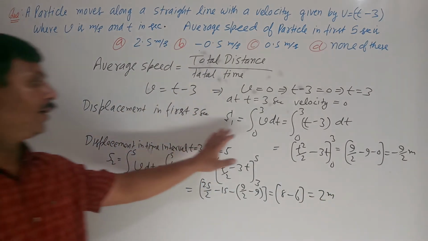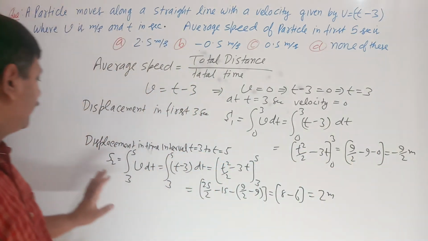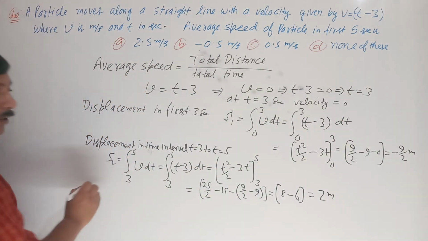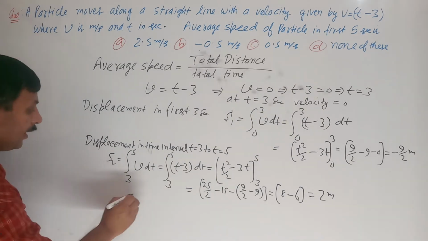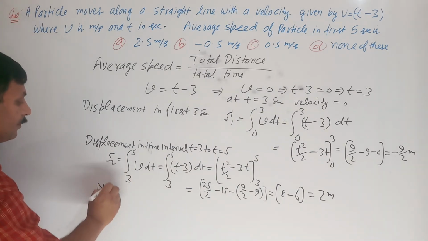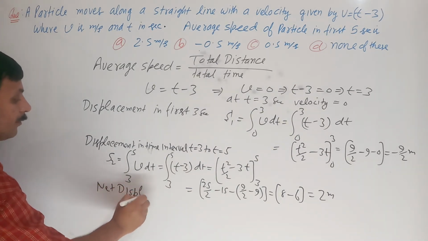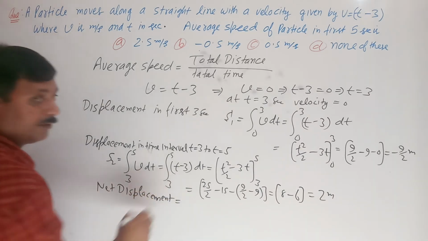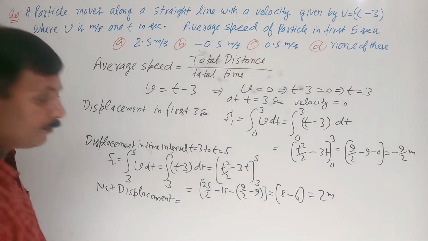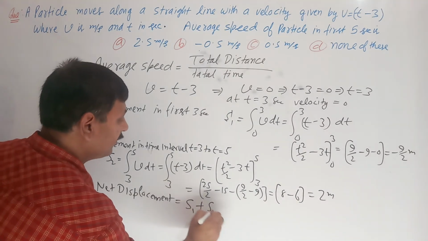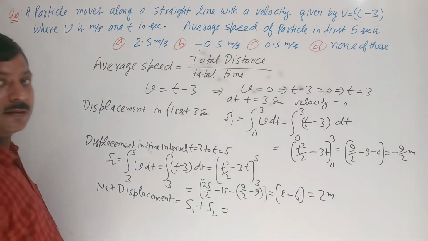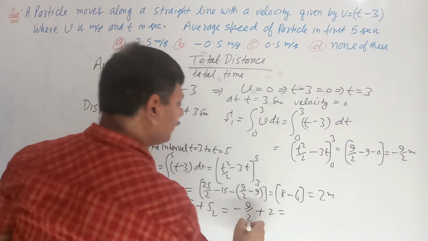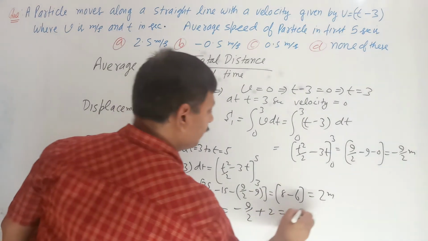See here, S1 is minus 9 by 2. S2 has come plus 2. What will be the net displacement? When we talk about the net displacement, that is net displacement S1 plus S2. S1 is minus 9 by 2 plus 2. That is minus 5 by 2.